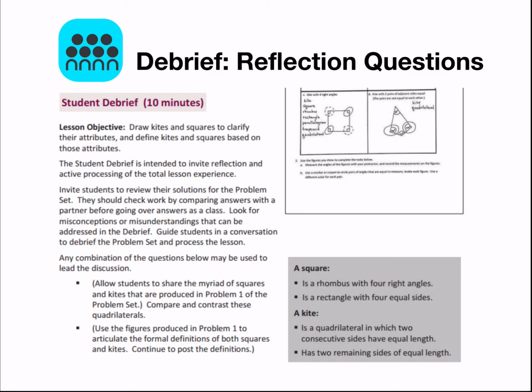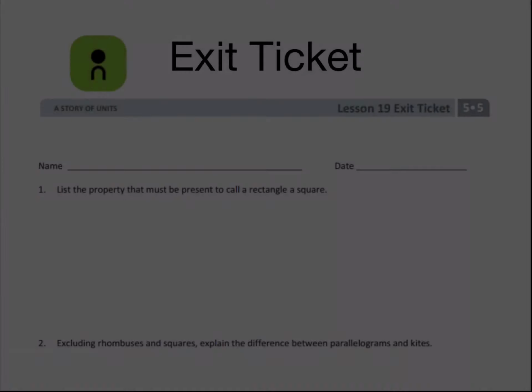So a square is a rhombus. It's got 4 right angles. A square is also a rectangle with 4 equal sides. A kite is a quadrilateral in which 2 consecutive sides have equal lengths, and it also has 2 remaining sides of equal length. Interesting. Okay, so again, a kite, it's a quadrilateral, just like a square, so that's how they're similar. It has 2 consecutive sides of equal length, and then 2 remaining sides of equal length.